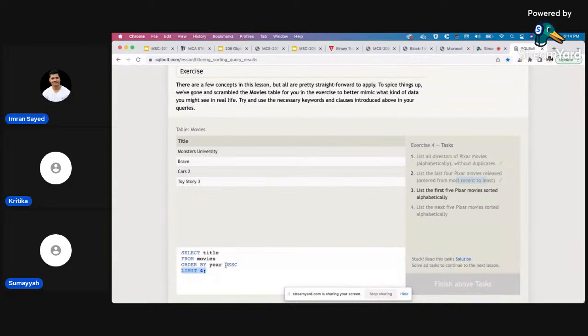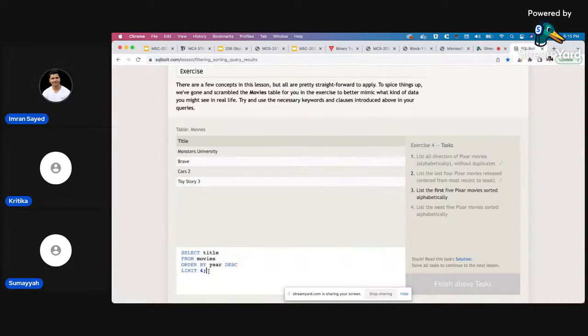Because I have said order by year descending, which means start from the highest year first. Example 2022, then 2021, and give me all the titles of the movies. So this is also checked. That's correct. Let's move on to the next one.